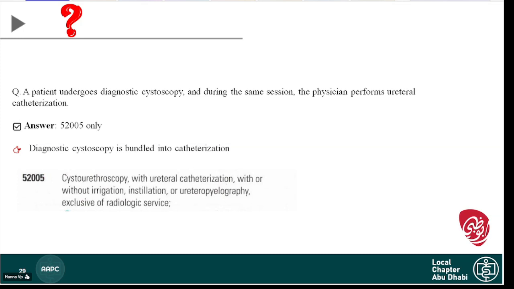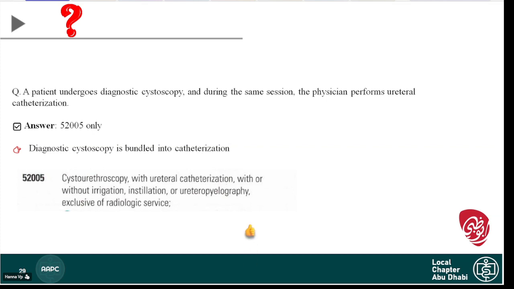Combination means two procedures are mentioned in one code. So this is a bundled procedure code. Diagnostic cystourethroscopy is already inside the procedure. So we can consider it as only one procedure code. Okay, so this is an example for the cystoscopy procedure. Hope you all understood.